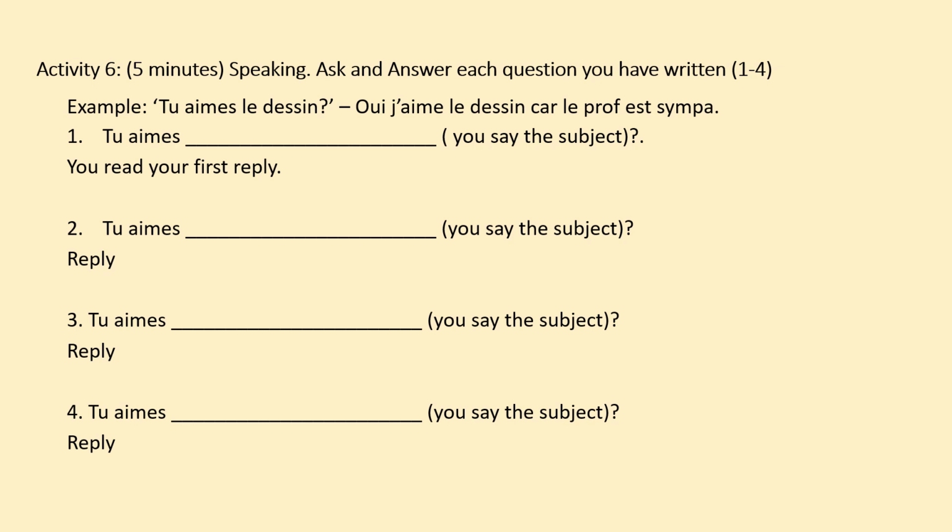Now you're going to practice with speaking, and you're going to be asking the questions about the 4 different subjects and then reading out your answers to each one. So for example, this is what I wrote, tu aimes le dessin? And my answer was, oui, j'aime le dessin, car le prof est sympa. Okay, so pause the recording now and ask yourself the 4 questions and give the 4 replies that you've written down in your book, trying to really concentrate on good pronunciation of all the words we've had today. So press pause to do that now and play to continue to the final activity.